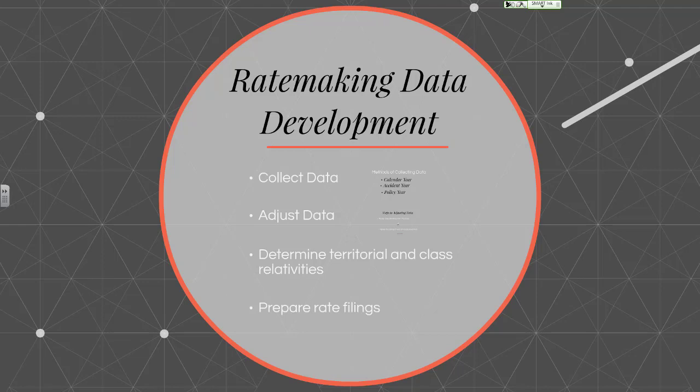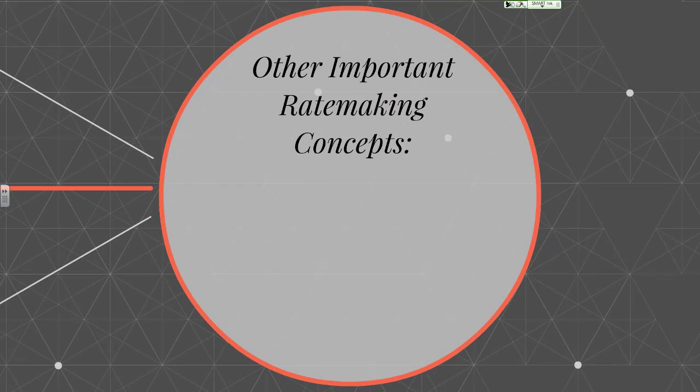Next, you should prepare the rate filings. In most states, you will have to file the rates, whether it's a prior approval, file and use, or use and file state. Lastly, let's discuss other important rate-making concepts.